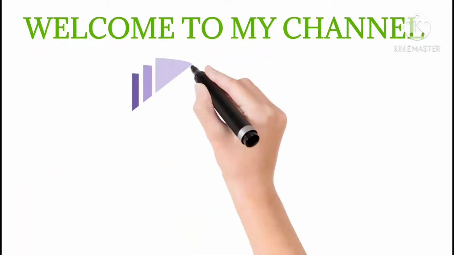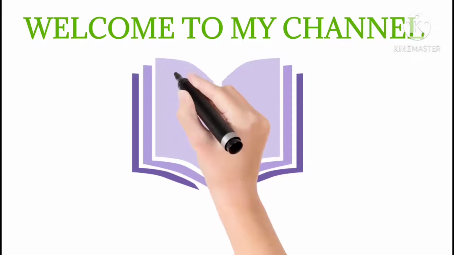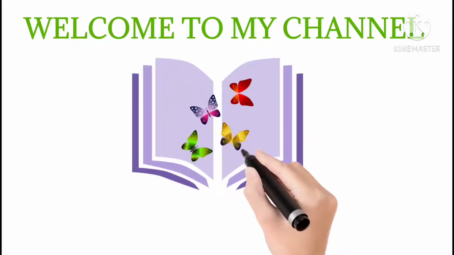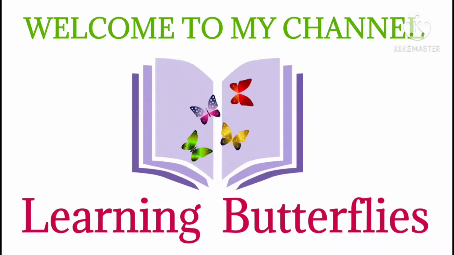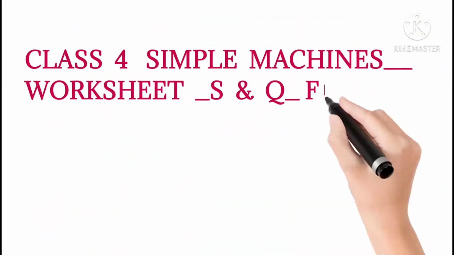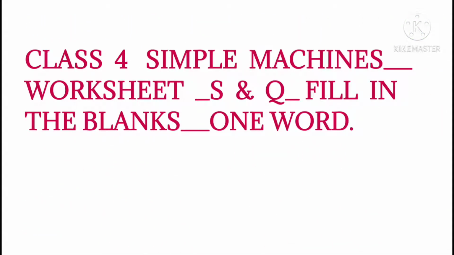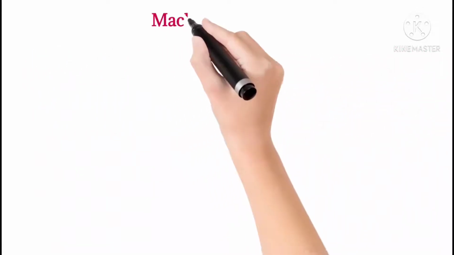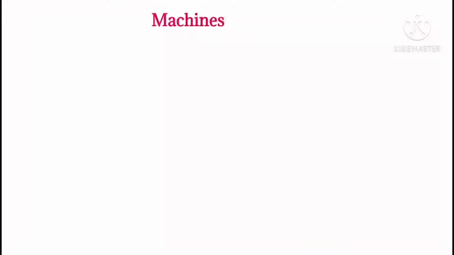Hi, today we are going to learn about simple machines. In this video, I am going to explain some short answers, one word and filling the blanks. First, machines. In our daily life, we use a number of tools which make our work faster and easier. These tools are called machines. Machines are mainly of two types. They are simple machines and complex machines.